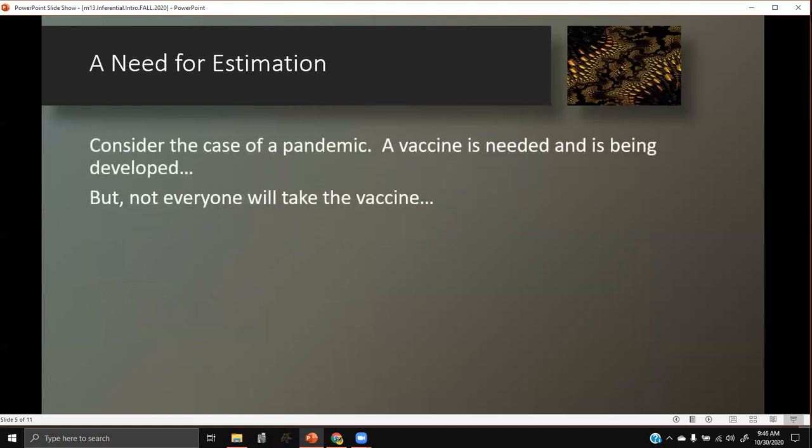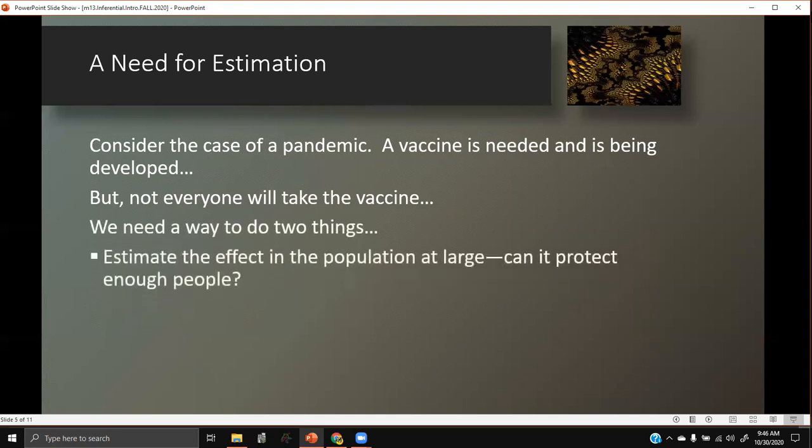Consider the case of a pandemic. There's maybe a vaccine being developed. Not everyone's going to take that vaccine for any number of reasons. So we need a way to do two distinctly different things. We need to estimate the effect of the population at large. Can it protect enough people?